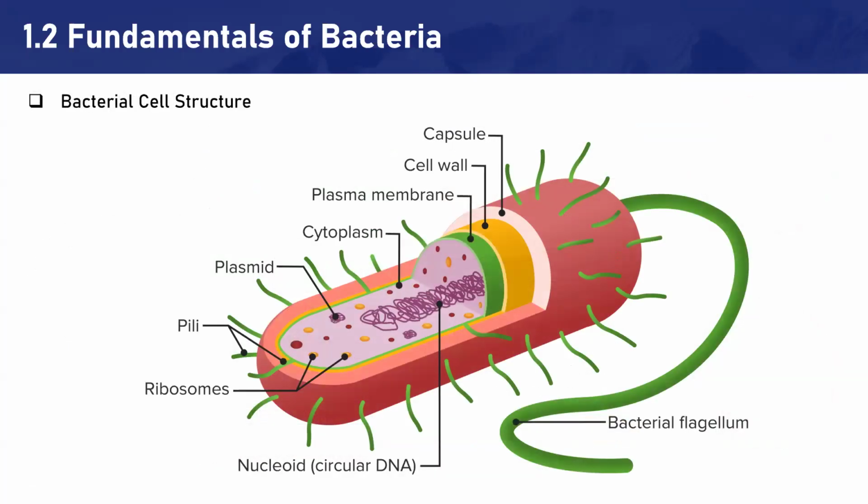For the bacterial cell structures, I think we learned before about the structures of bacterial cells. Usually, bacteria contain genetic material, DNA, circular DNA, or DNA in plasmids, ribosomes, pili, cytoplasm, plasma membrane, cell walls, capsules, and some bacteria have flagella.